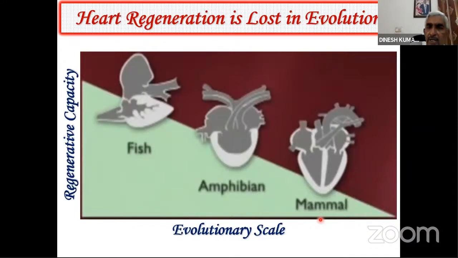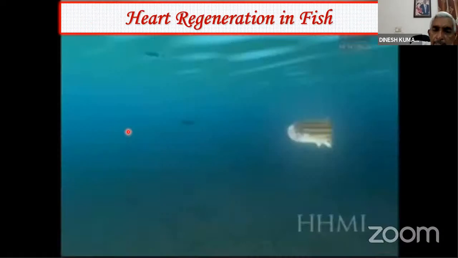Heart regeneration is lost in evolution. If you go from fish to amphibia to mammal, as you proceed in evolution, the regenerative property of the heart decreases. In the case of fish, it is fully regenerated. If you cut the fish heart, it will regenerate immediately after some period.